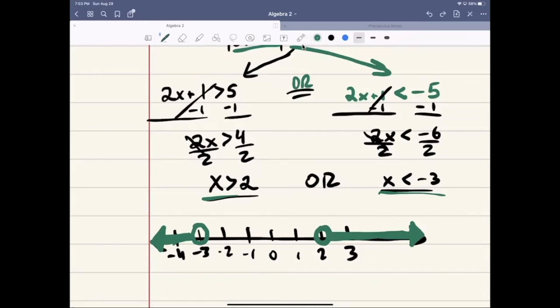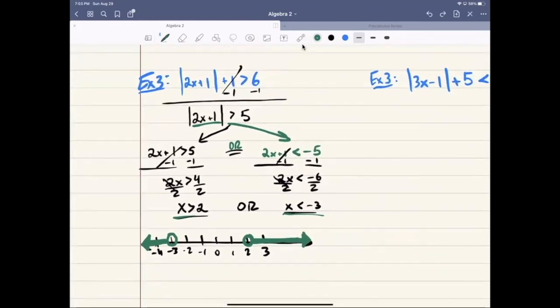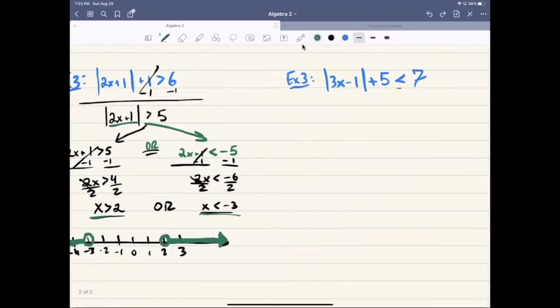Okay. Now we're going to do a problem in which we figure out what to do where the inequality symbol eats the number. Instead of an or problem, you end up getting an and problem, or a triple threat problem. I'll show you what I mean.